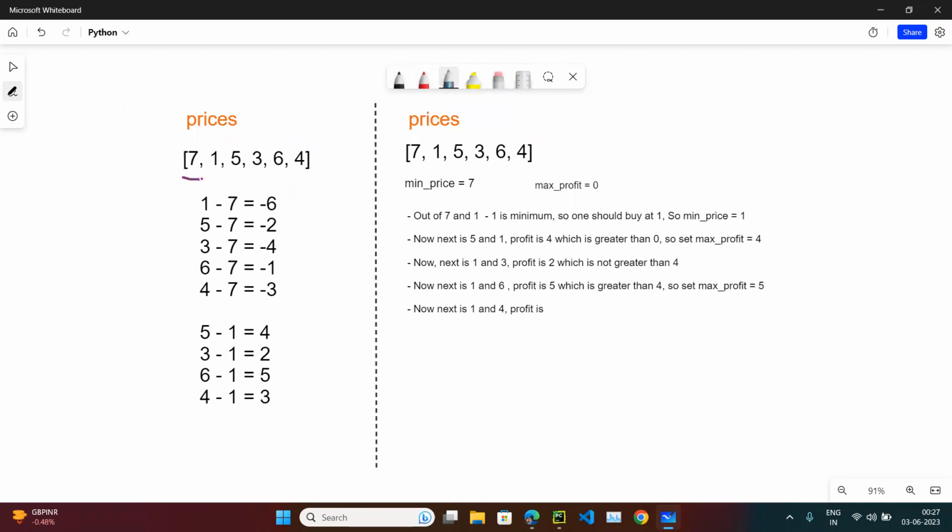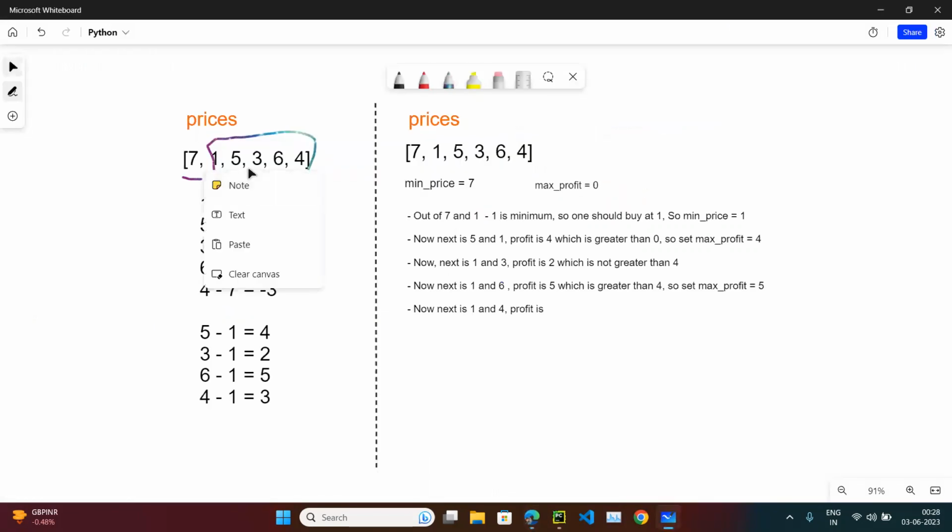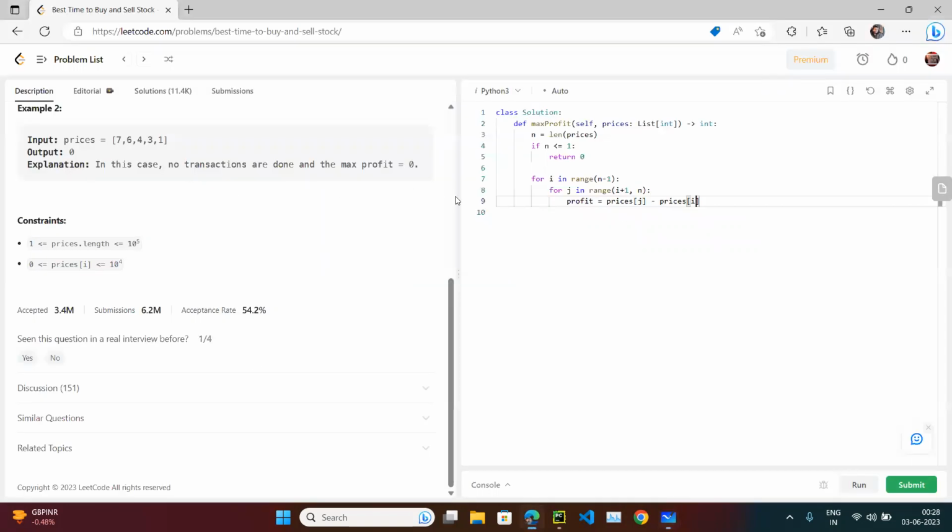Now in the first loop, i is at 7, and we can compare with all the elements. So what we can do is calculate the profit. What could be the profit? Prices at j, which is the selling price, minus prices at i, which is the buying price. Here j can be 1, 5, 3, 6, 4, and the buying price is 7.